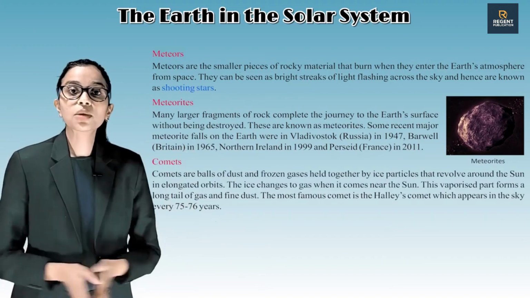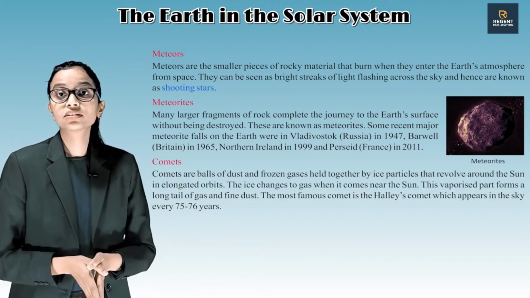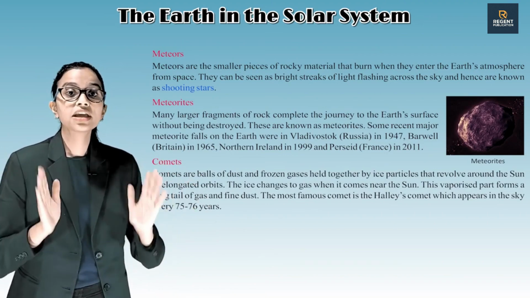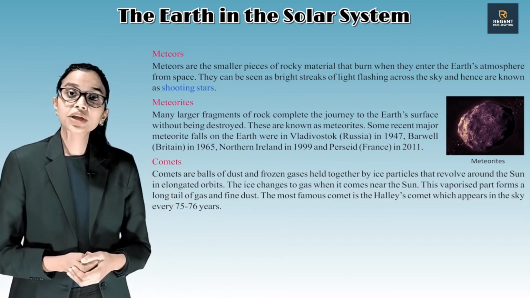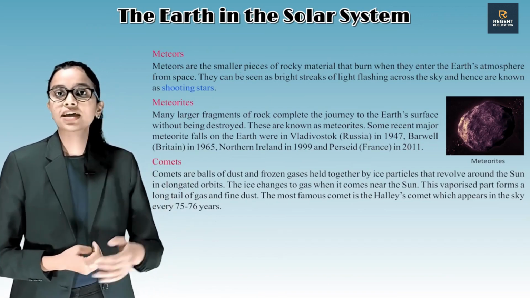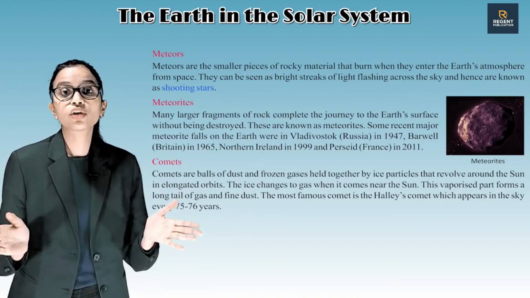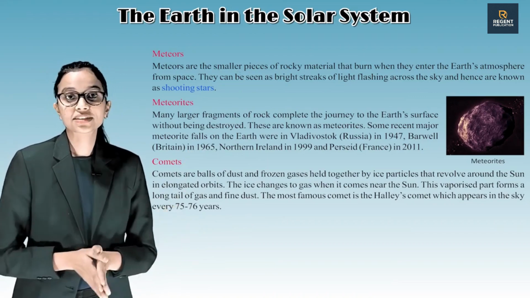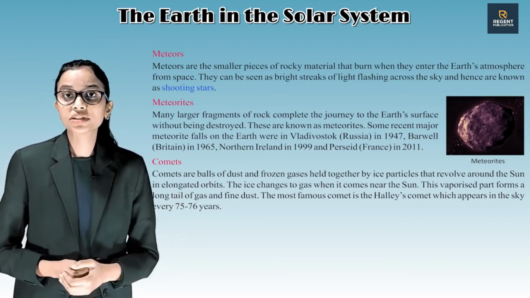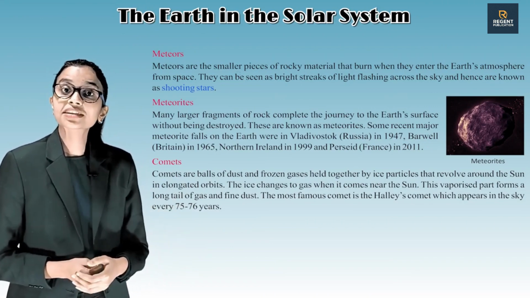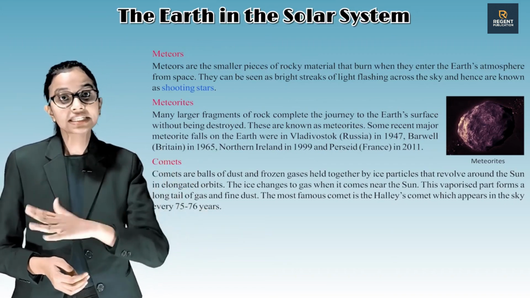Comets. Comets are balls of dust and frozen gases held together by ice particles that revolve around the sun in elongated orbits. The ice changes to gas when it comes near the sun. This vaporized part forms a long tail of gas and fine dust. The most famous comet is Halley's Comet, which appears in the sky every 75 to 76 years.